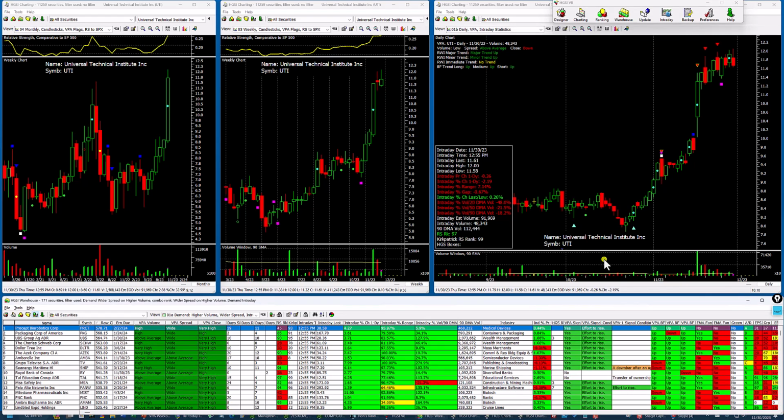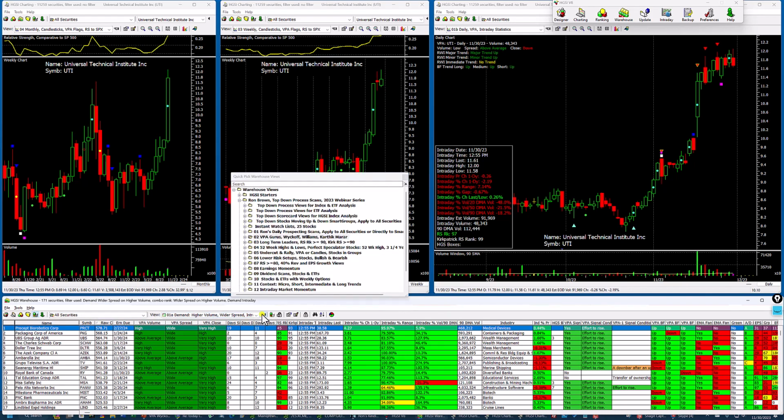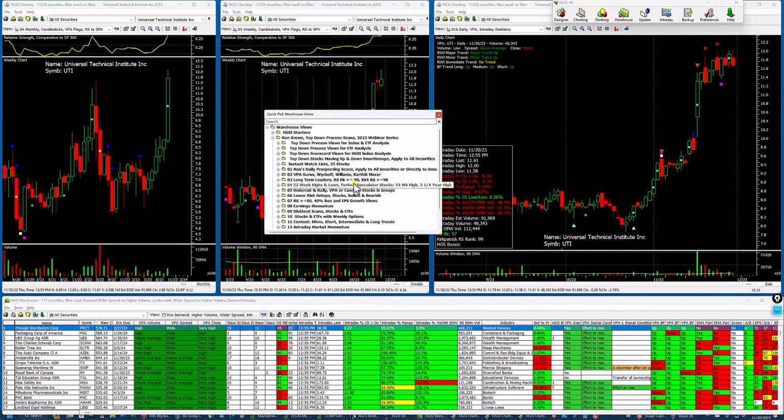I am trying to implement the best way to show you all the features of HGSI. And I think what I'm going to do, well, I know what I'm going to do, is start with the Wyckoff indicators rather than volume price analysis. So if you go into your warehouse view under folder number 02, VPA Gurus, Wyckoff Williams, and Karthik Marar, I'm going to start with the Wyckoff indicators.